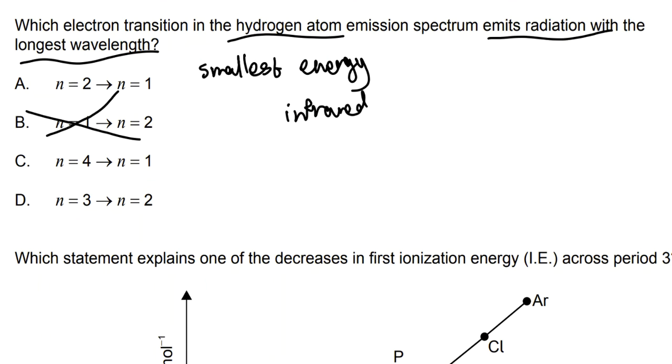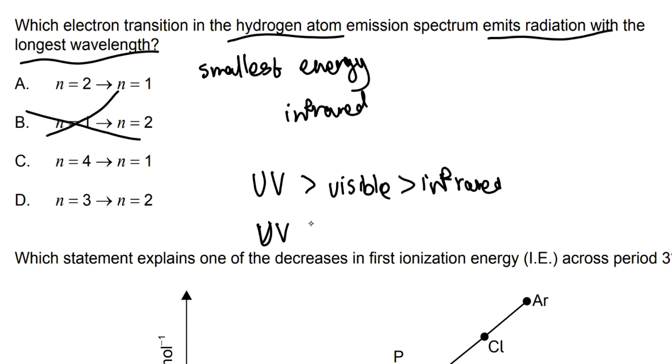Normally, if you remember the Lyman, Balmer, and Paschen theories, which is not necessarily in the syllabus, but it's good to remember, you'd notice that the Paschen series is to do with infrared radiation. So actually, let me clear this up. You have UV, that's more than visible, and that's more than infrared. So this is in terms of energy, right? And if we're talking about wavelength, then it's going to be UV, visible, infrared. So this is in terms of wavelength, and this is in terms of energy. Since we're talking about the longest wavelength, we're going to talk about smallest energy.